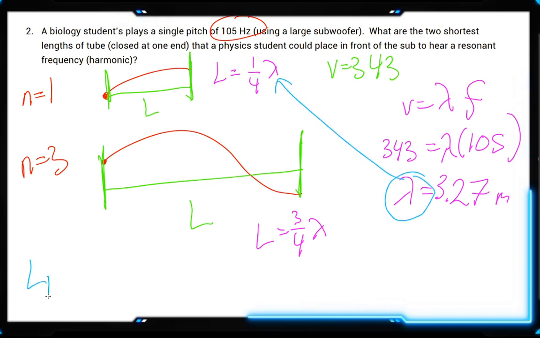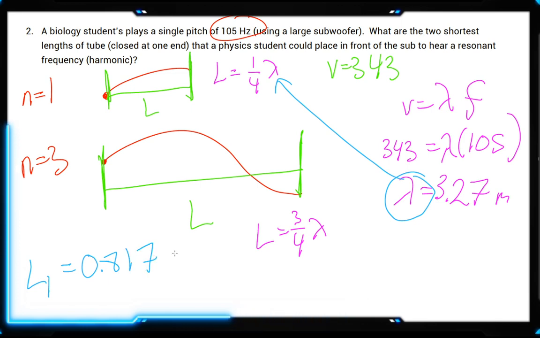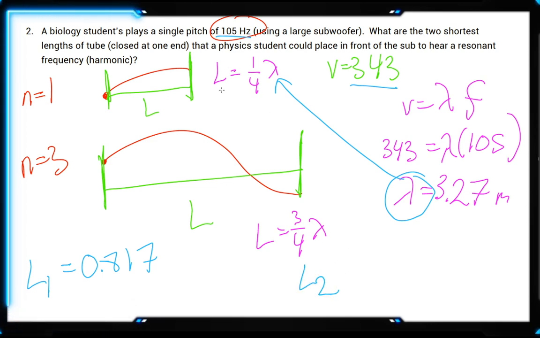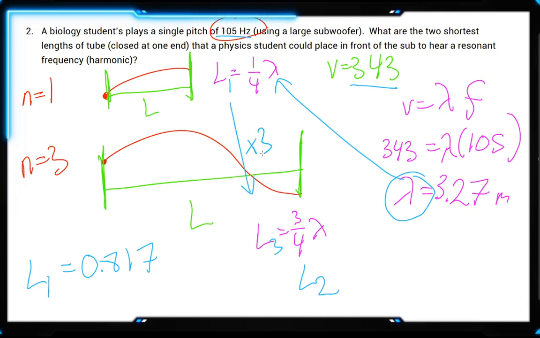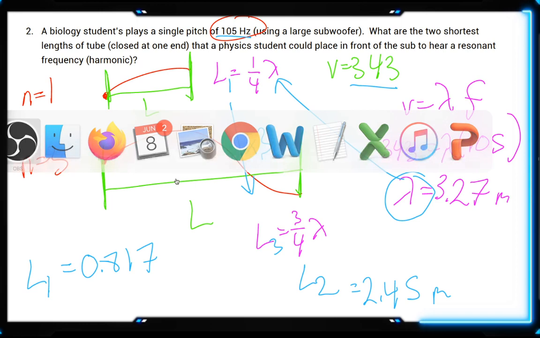So the length of tube 1 would be lambda divided by 4, 0.817. I can justify 3 sig figs. I got 3 sig figs here and 3 sig figs here. And length 2, it's going to be triple that. Notice L1 and L3: L1 times 3 gives L3. So triple that, we get 2.45 meters. So that's going to be a long tube. This tube, not too bad at all.